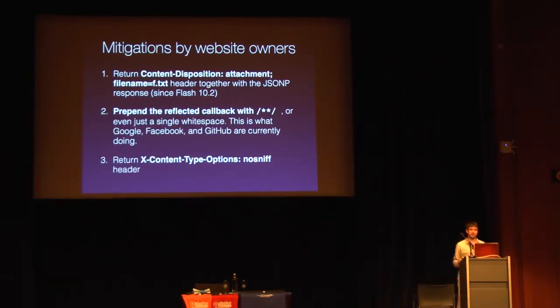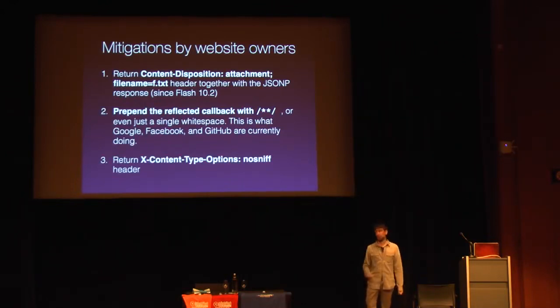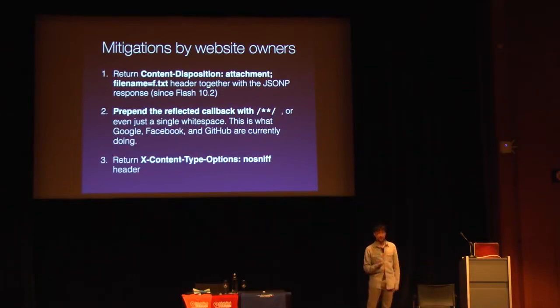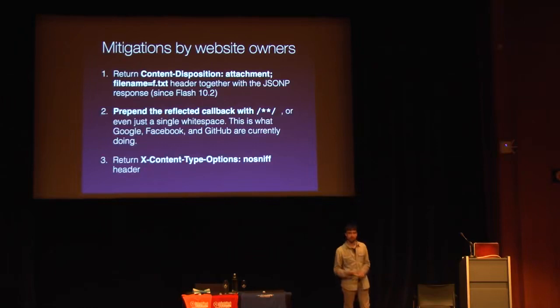Or you can do something which is actually what most sites and web frameworks are doing, so Google, Facebook, and also Ruby on Rails, MediaWiki, they all fix it this way: prepend an empty comment block like this before the reflected callback. So basically you make it not a valid Flash file, because you no longer control the first bytes. Even a space would be enough. So even if you return a space before the reflected callback, the attack would not work.